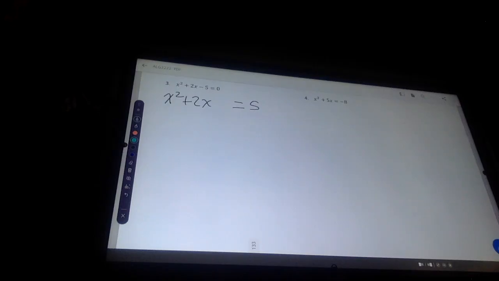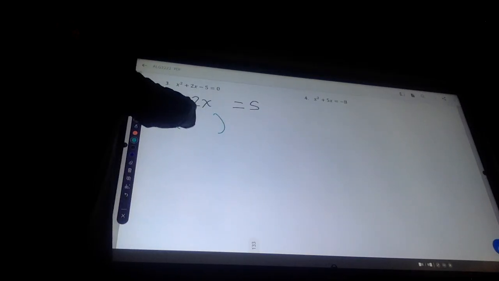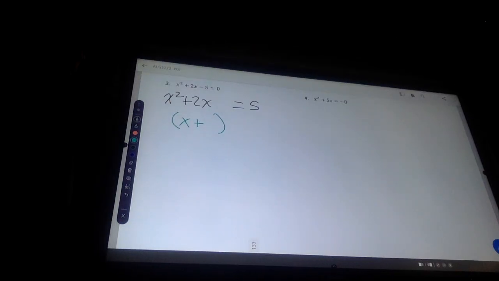All right, let's move down to problems 3 and 4. Okay, done the same way. Move the -5 over by adding it. So I'm going to get x squared plus 2x is equal to 5. Make sure you leave that space. Down here is going to be the same. X, it's going to be positive because there's a plus there. Half of 2 is 1. 1 squared is 1.